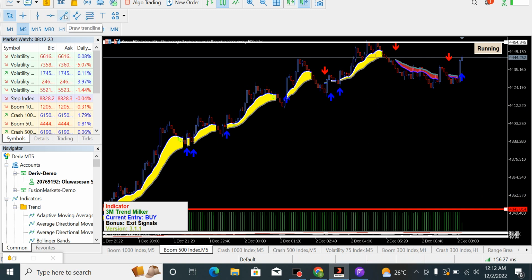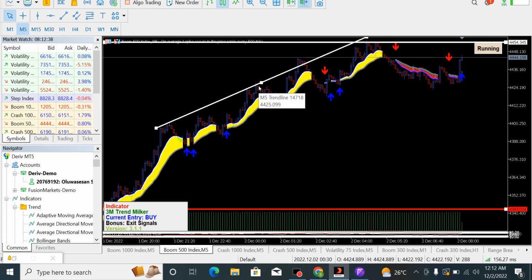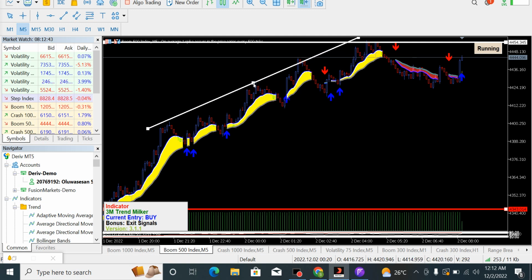Sometimes you could use your support and resistance zone to form a channel. You will notice that this has been taking a certain pattern for a very long time, which means here has been forming a resistance zone for a very long time. Here is a resistance zone. What you just need to do is target the tip of the last pointing candle right here.